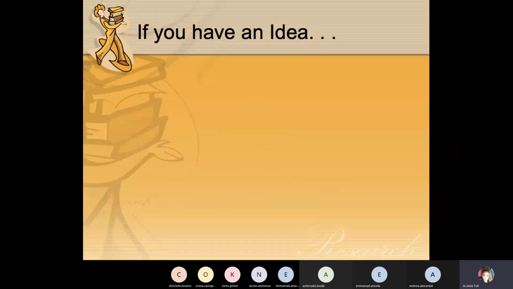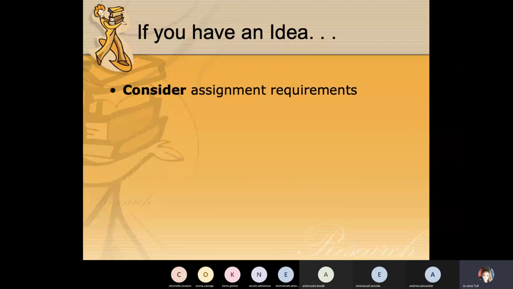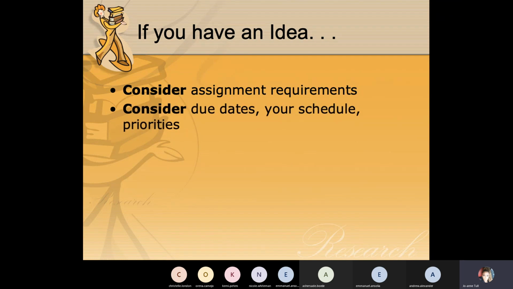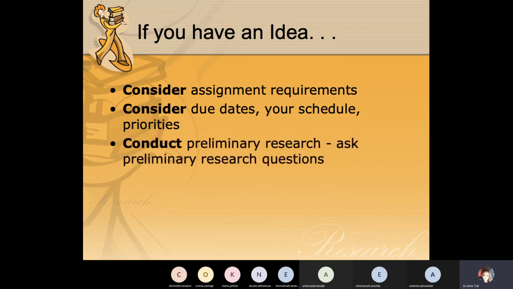So if you have an idea, you also want to consider the assignment requirements. You want to consider the due date. All of these things you think of as you begin to map out what you may possibly do. This is not to be a downer, but you don't want to choose a fantastic project idea that you can't possibly complete within the time frame of the due dates, that you can't possibly fit into what the assignment requires of you.